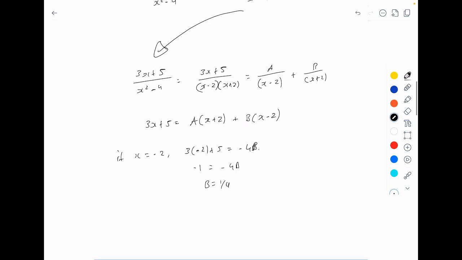Okay, and if x equals 2, well, what does that give us? It's 4A, and we can say that A then is going to equal 11 over 4. So therefore what we actually get in this instance is going to be 11 over 4 times x minus 2 plus 1 over 4 times x plus 2, and that will be the decomposition.